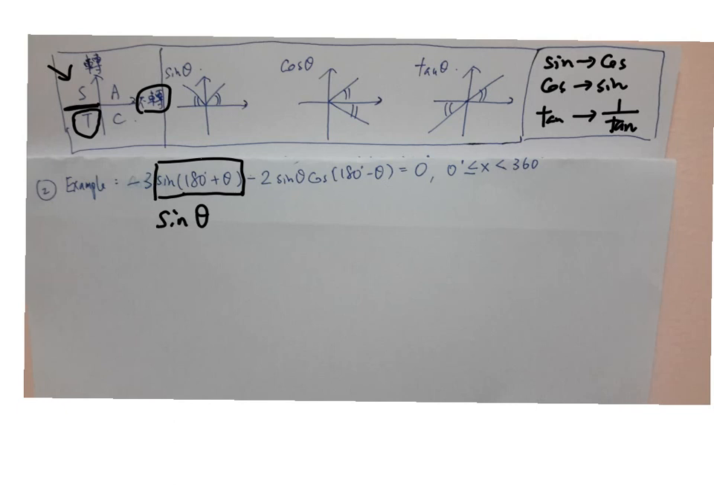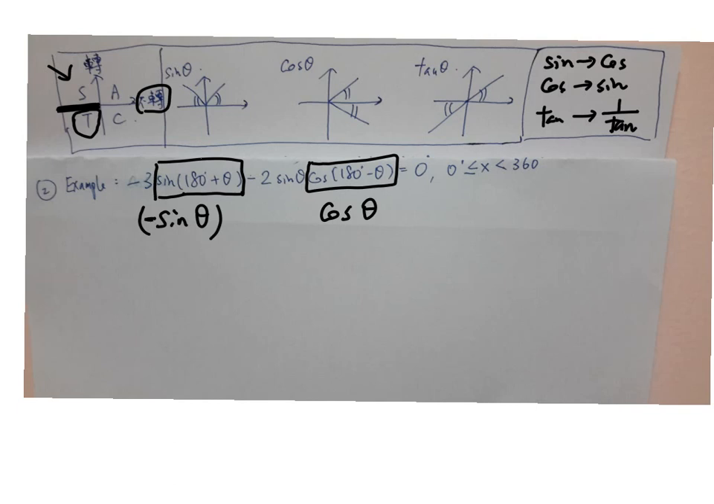So either you remember this graph, or you can use a calculator to help you check whether it is positive or negative, so you know that this one is negative. And then you have to check another one. Once again, cosine 180 minus theta. So cosine again, 180 is somewhere here, which means that you can keep cosine.